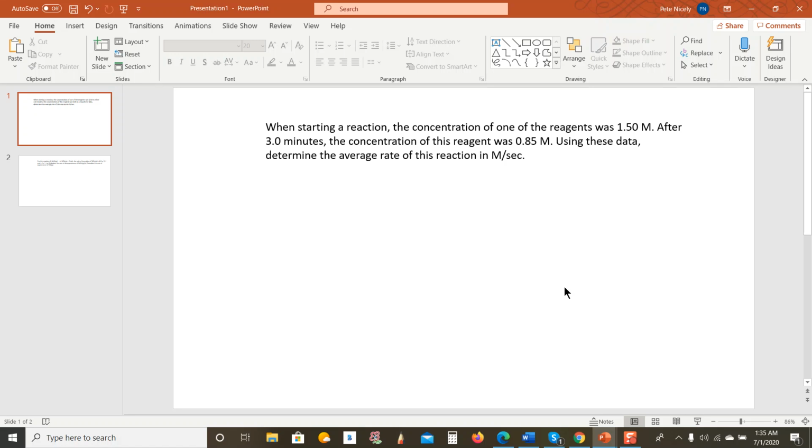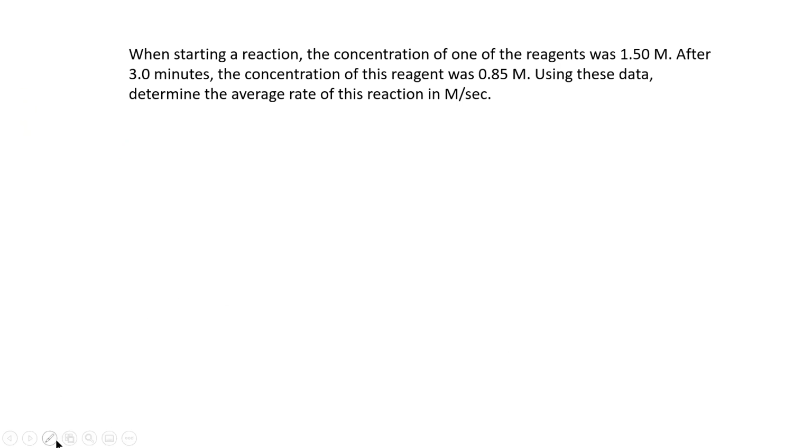Okay, so here is the first of a couple of examples I want to work out so that you get a feel for the type of problems that you may encounter in your quizzes and your tests. So let me go to my pen function here. The question says, okay, so it's dealing with a reaction. It says that the concentration of one of the reactants is 1.50 M, and then after 3.0 minutes, the concentration falls to 0.85 M.